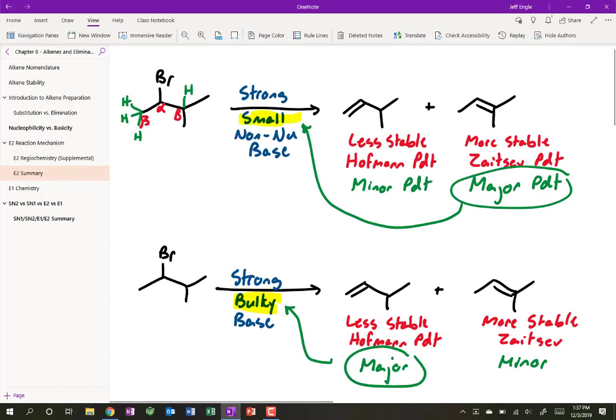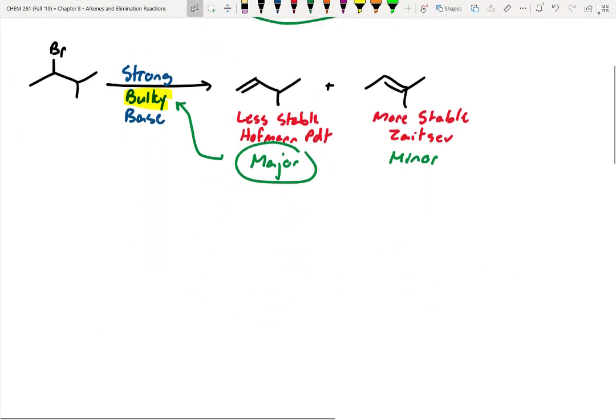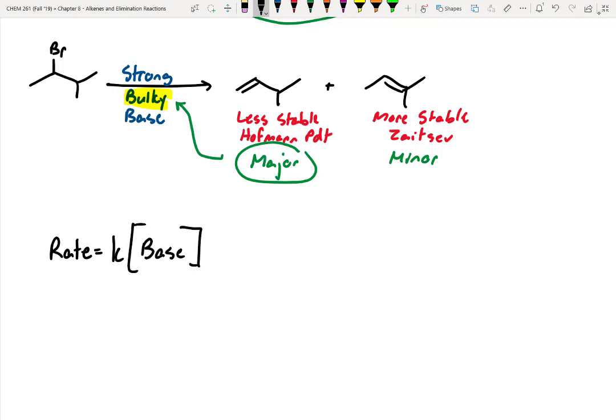All right. Couple other things. What's the rate for these reactions? What do you think? It's going to be second order. We'd have our rate constant, and then we would have our base. So the concentration of the base matters, and then the concentration of our substrate also matters.